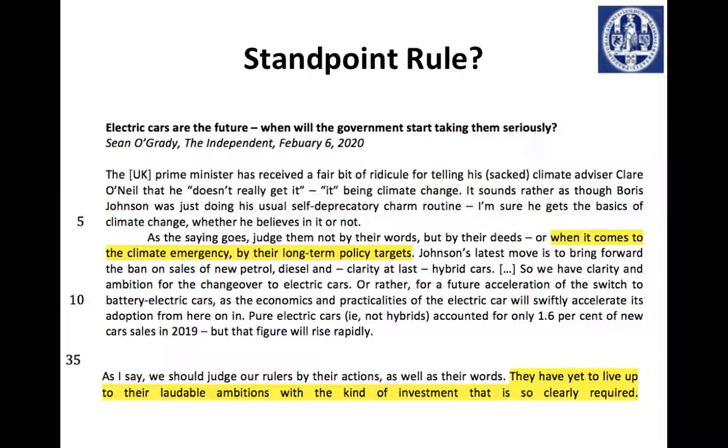He's actually saying, well, they're cheaper and they're more and more available, but there's a difficulty for people in the UK because not everyone has access to charging points. And so in the end, it jumps here from line 13 to line 36. And in 36 you see the ending of the article. So O'Grady says they have yet to live up to their laudable ambitions with the kind of investment that is so clearly needed. And that's again a reference to the politicians in the UK.